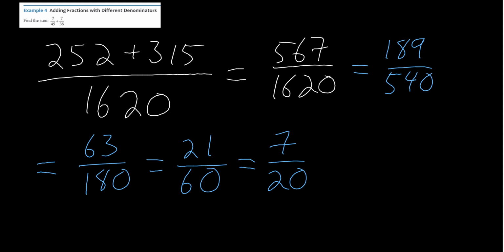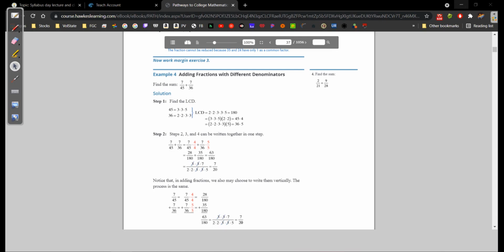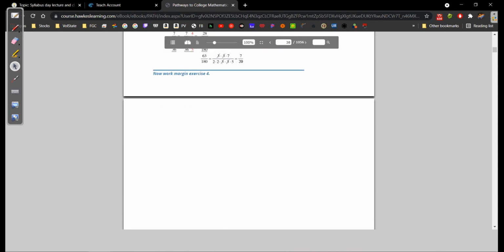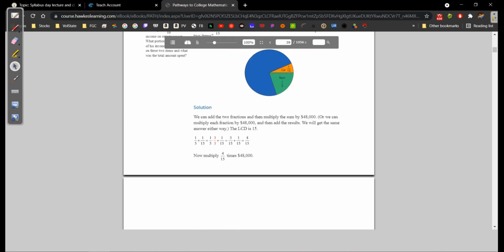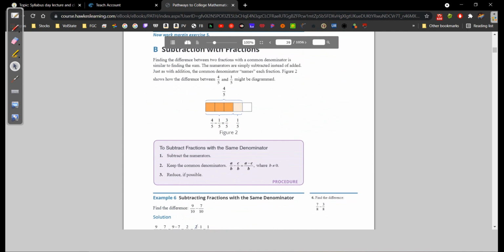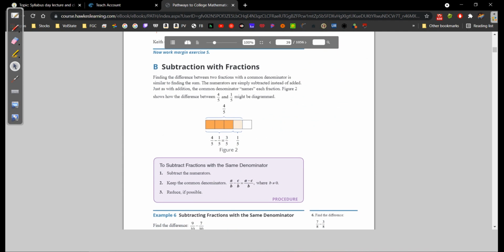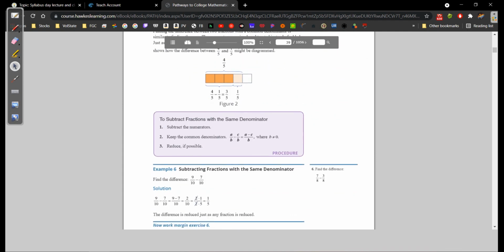Okay, so now let's talk about subtracting fractions. Subtracting fractions is honestly pretty much the exact same way that we did the addition of fractions. We're going to start just like we did in the section, if we have a common denominator.